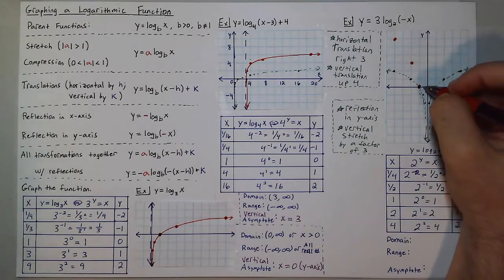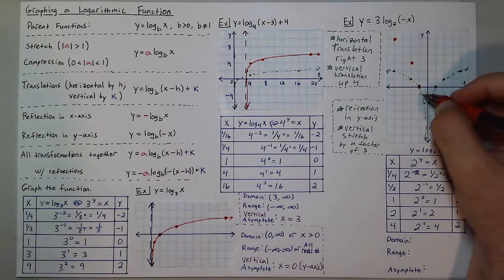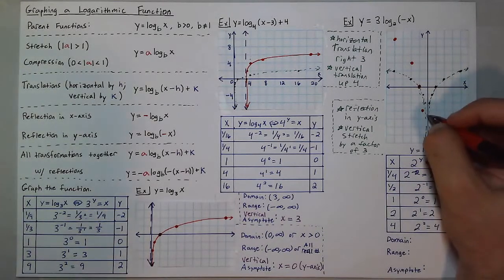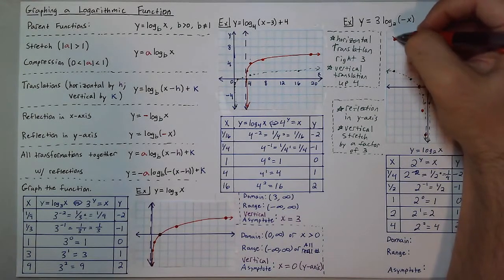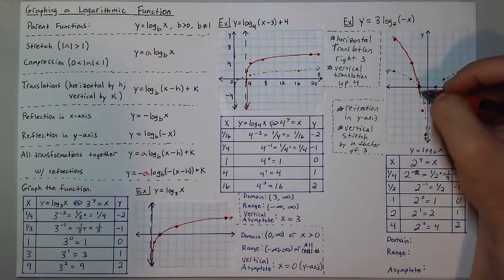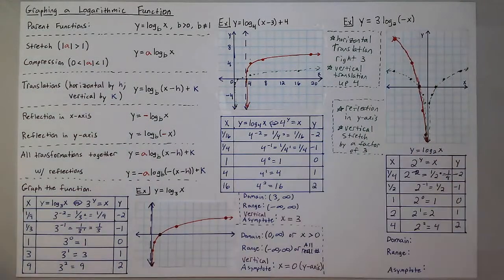The point here at 1/2, negative 1, when that negative 1 is multiplied by 3, goes all the way down to negative 3. And the point here at 1/4, negative 2, when that negative 2 is multiplied by 3, goes all the way down to negative 6. So now you can definitely see it's growing up and to the left over there. But we'll still have the same vertical asymptote. It looks like it's still along the y-axis. So my vertical asymptote is still x equals 0, the y-axis.